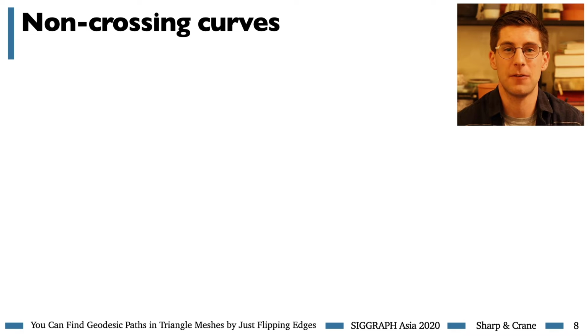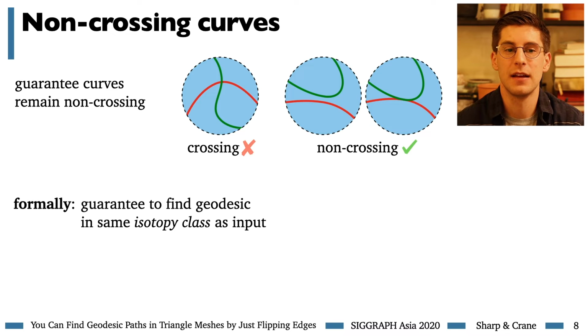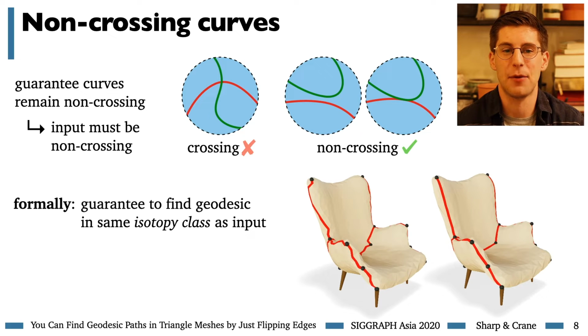To expand on one key difference of our method from past approaches, our algorithm guarantees that no new crossings will be introduced by the straightening process. Or, being a bit more formal, we find a geodesic in the same isotopy class as the input. Now, because we take this non-crossing perspective, we do make the assumption that the input curves themselves are already non-crossing curves. This is a very important and common setting in practice.